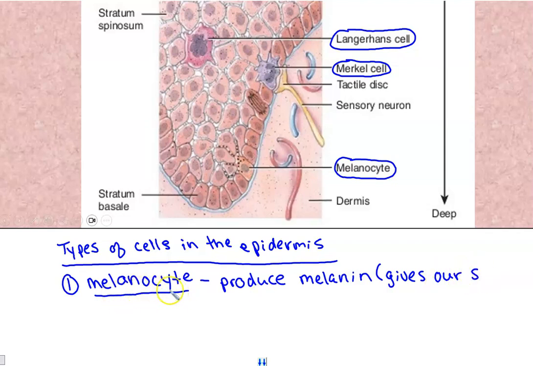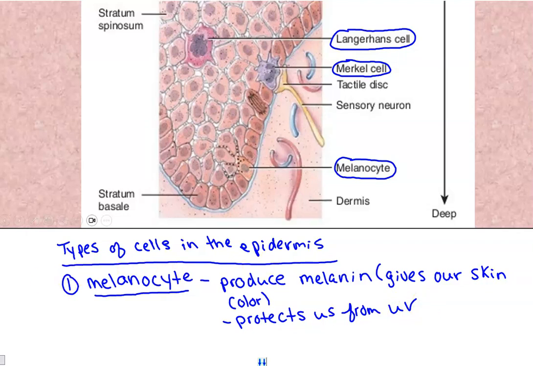Not the melanocyte, not the cell, but the actual pigmentation, melanin, gives our skin color. And so what's important about this melanin, and it is the melanin that's being produced by the melanocyte, this is going to protect us from UV light. And so that's kind of important. Protects us from UV. And so genetically it is a protection.